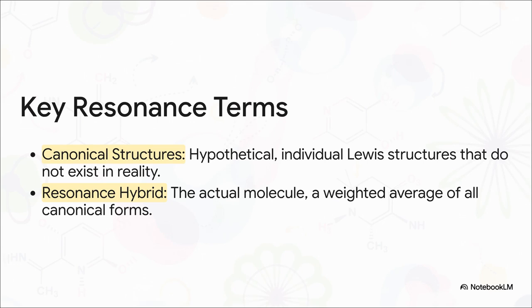So let's just lock in those definitions right now. Canonical structures, they're hypothetical. Think of them as thought experiments that don't actually exist. The resonance hybrid, that's the real deal. That's the molecule as it sits in a beaker. I love this analogy. A rhino isn't a unicorn and a triceratops switching back and forth really fast, right? It's just a rhino. The hybrid is the rhino.